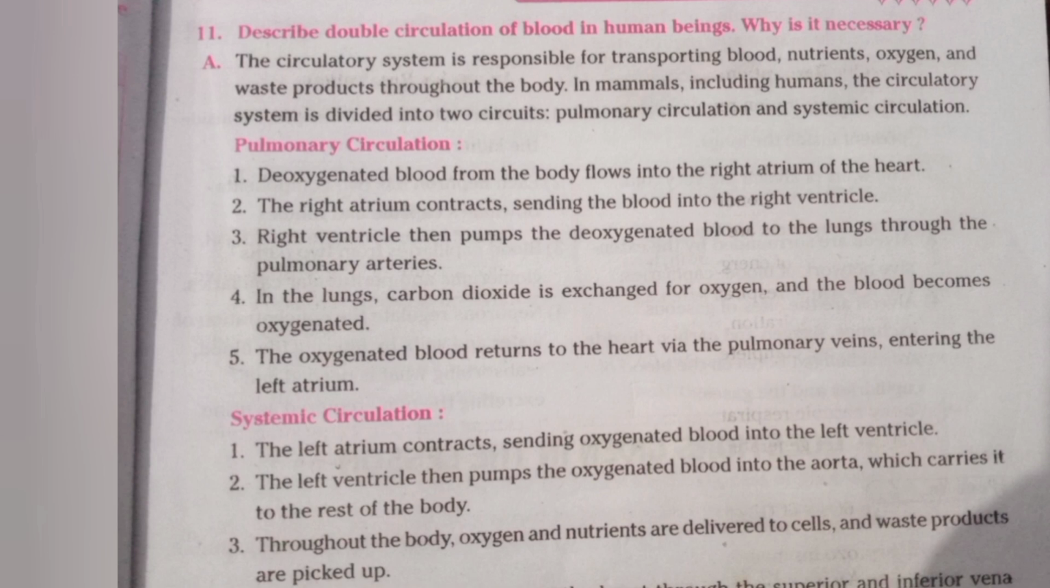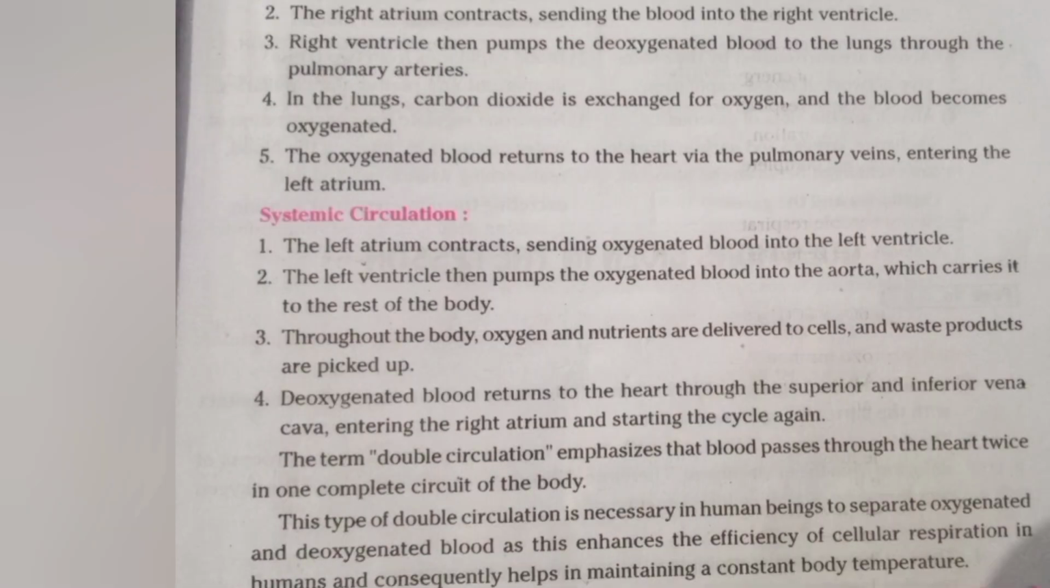Pulmonary circulation. 1. Deoxygenated blood from the body flows into the right atrium of the heart. 2. The right atrium contracts, sending the blood into the right ventricle. 3. The right ventricle then pumps the deoxygenated blood to the lungs through the pulmonary arteries. 4. In the lungs, carbon dioxide is exchanged for oxygen, and the blood becomes oxygenated. 5. The oxygenated blood returns to the heart via the pulmonary veins, entering the left atrium.